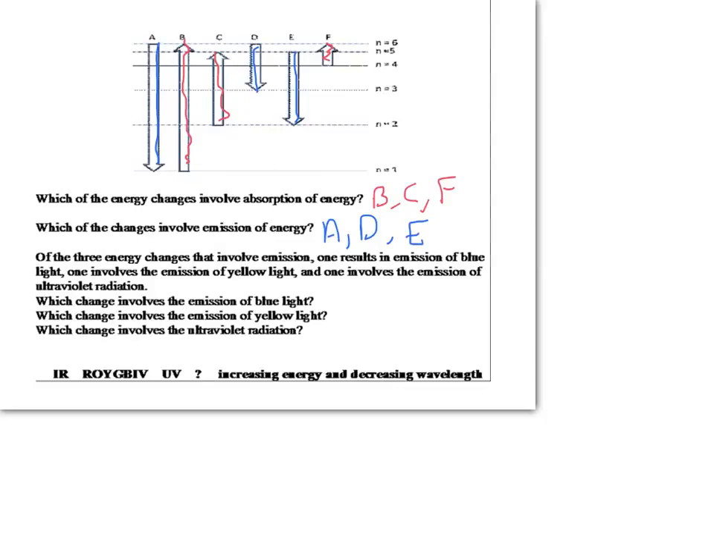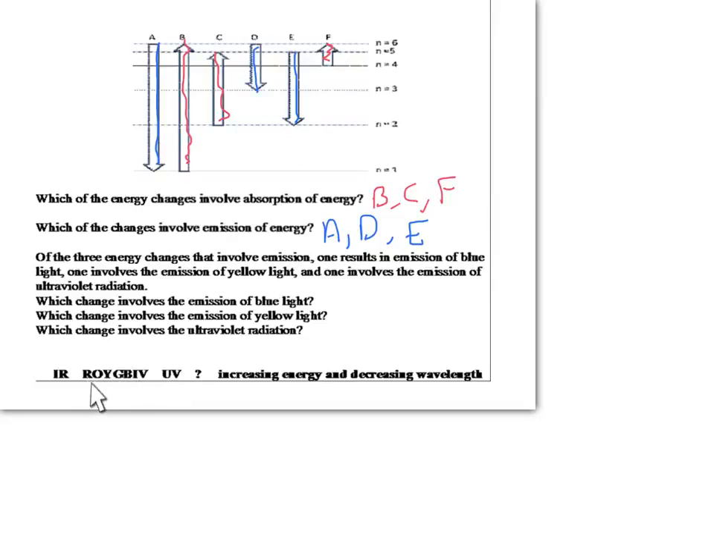All right, next question says, of the 3 energy changes that involve the emission, so that would be A, D, and E, so the blue ones. One results in the emission of blue light, one in the emission of yellow light, and one involves the emission of ultraviolet radiation. We want to match them up. So which one of A, D, and E is the blue light, which is the yellow, and which is the UV? So in order to do that, you look back at your electromagnetic spectrum.